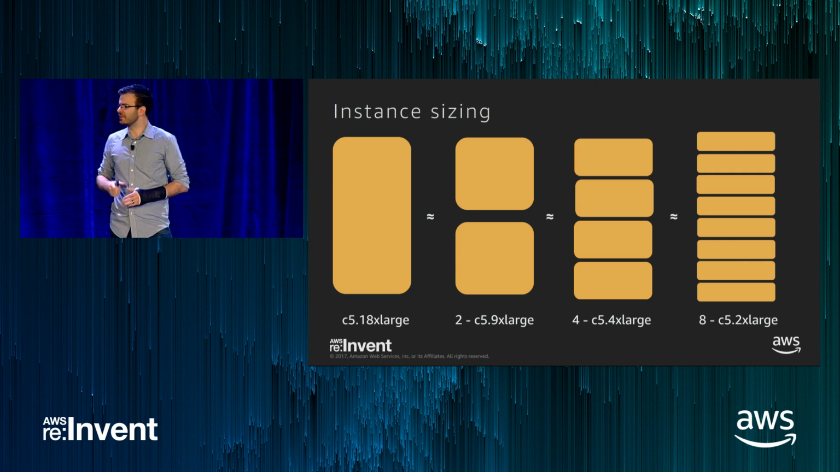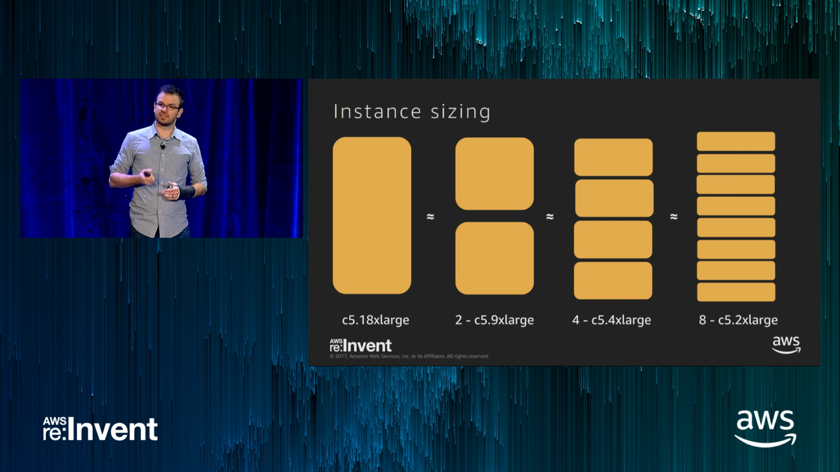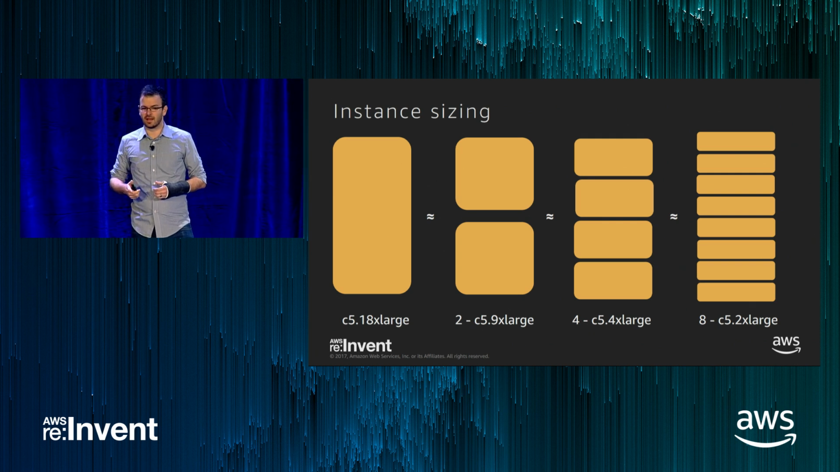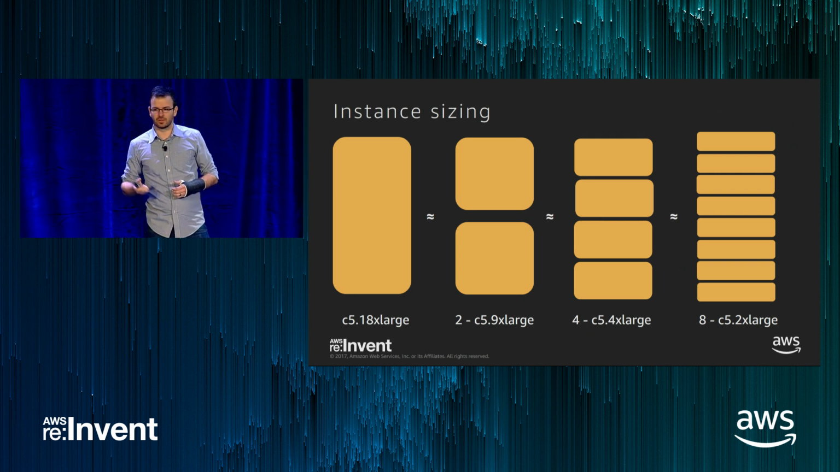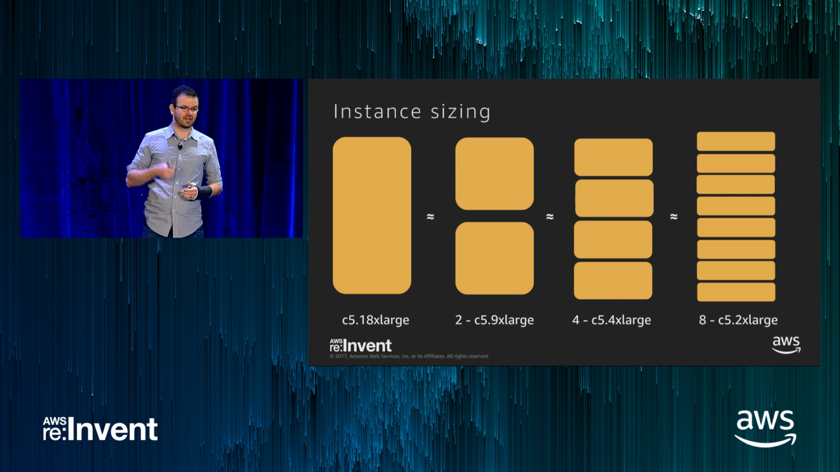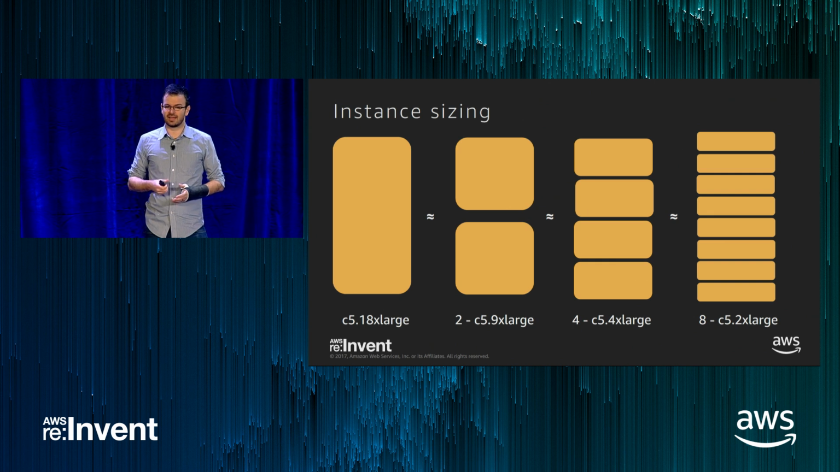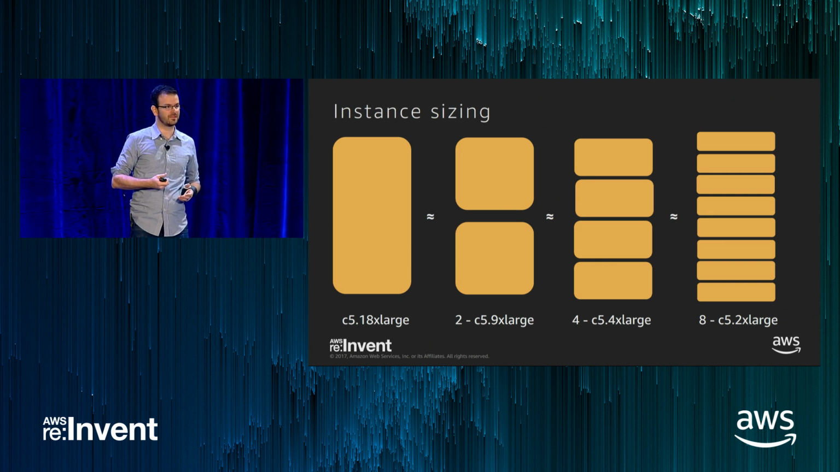Now let's talk about the instance sizes and how these sizes work. When we build instances, we build them in a way that makes it pretty easy to scale both horizontally and vertically. Let's take a look at the C5 instance as an example. On the far left, you see the C5 18x large. This is the biggest C5 instance. It has 72 virtual CPUs, and it has 144 gigabytes of RAM.